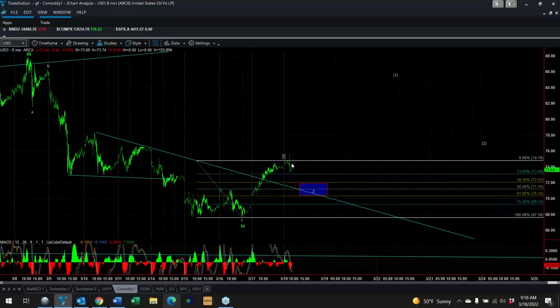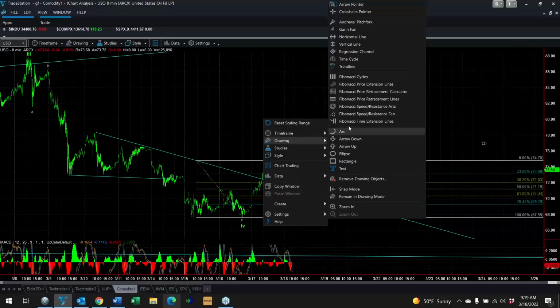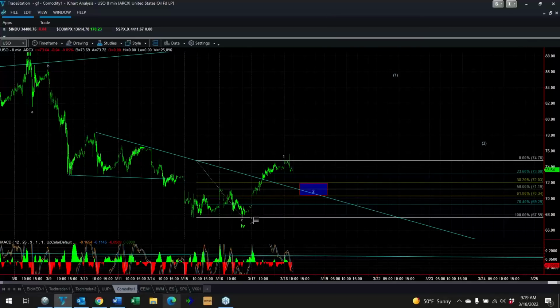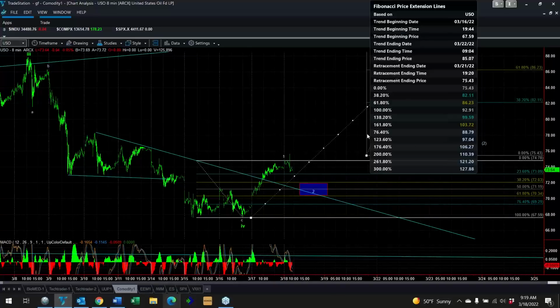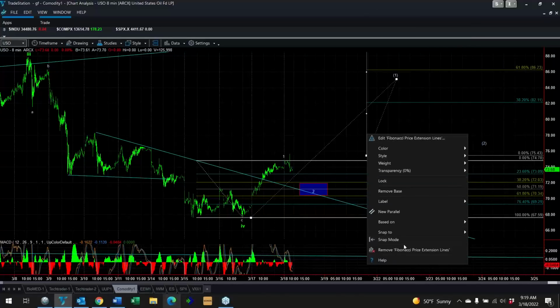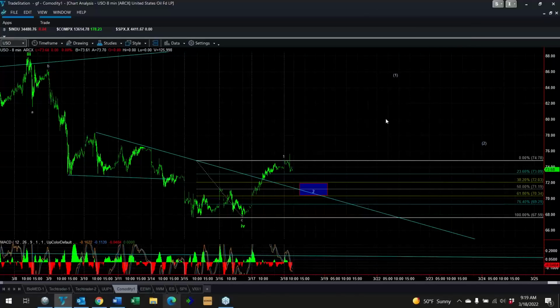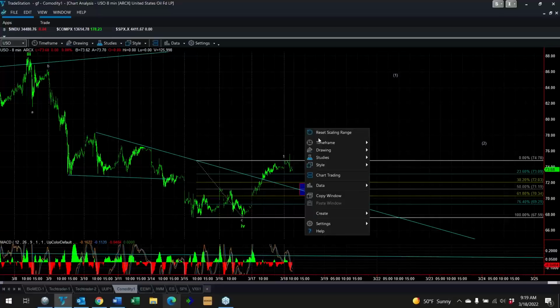So this is what I'm looking for. I'm looking for a bigger 1-2 that's going to put us up targeting about 97. 97 is my next target. Let's see where this would target. Woo, this would take us well past 97. So let's see how this plays out. Because this isn't going to target 97, is it? Let me see.